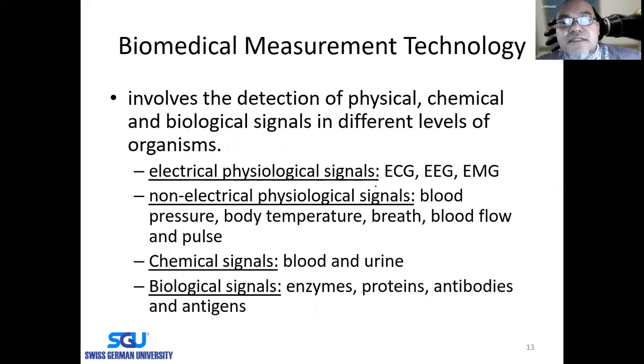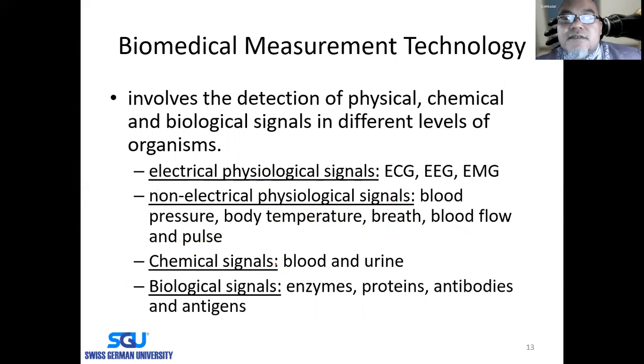Non-electrical physiological signals. So these are physiological signals from the body, but the nature is not ionic, but rather other physical phenomena like blood pressure, the pressure of the blood, the temperature of the body, the breath, the flow of the breath, the volume of the breath, blood flow, and the pulse coming from the heartbeat.